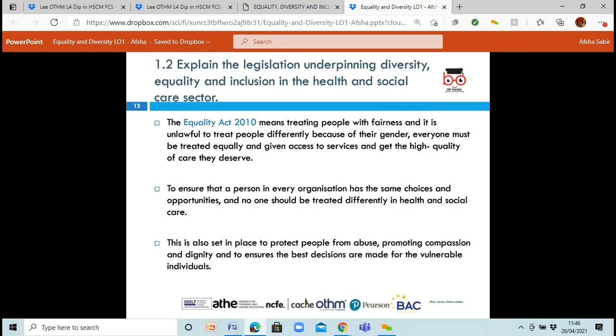So we come on to the Equality Act of 2010. This means to treat people with fairness, and it's unlawful to treat people differently because of their gender. So everyone needs to be treated equally. It's also to ensure that every person in every organization has the same choices and opportunities, and no one should be treated differently. And it's also there to protect people from abuse. So it's there to help people to promote compassion and dignity, and to try and make sure that you've got the best decisions in place for vulnerable individuals.